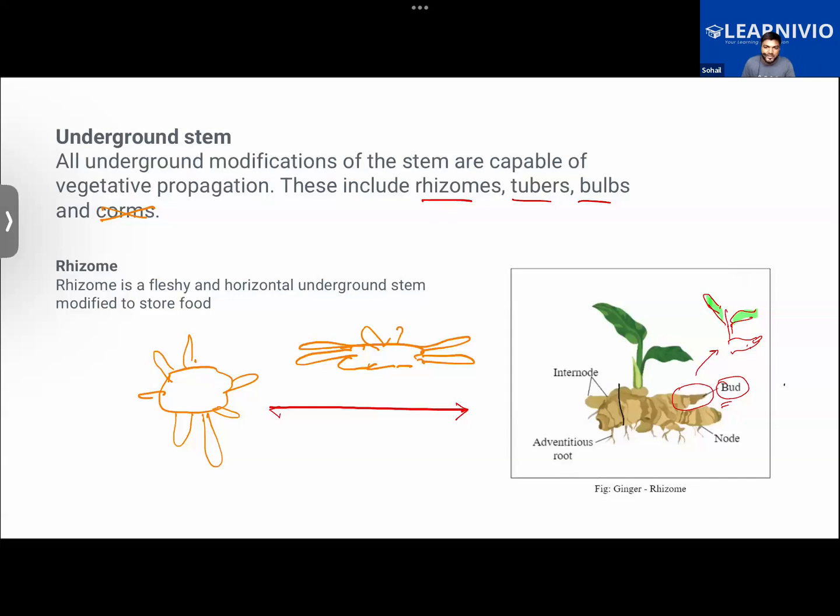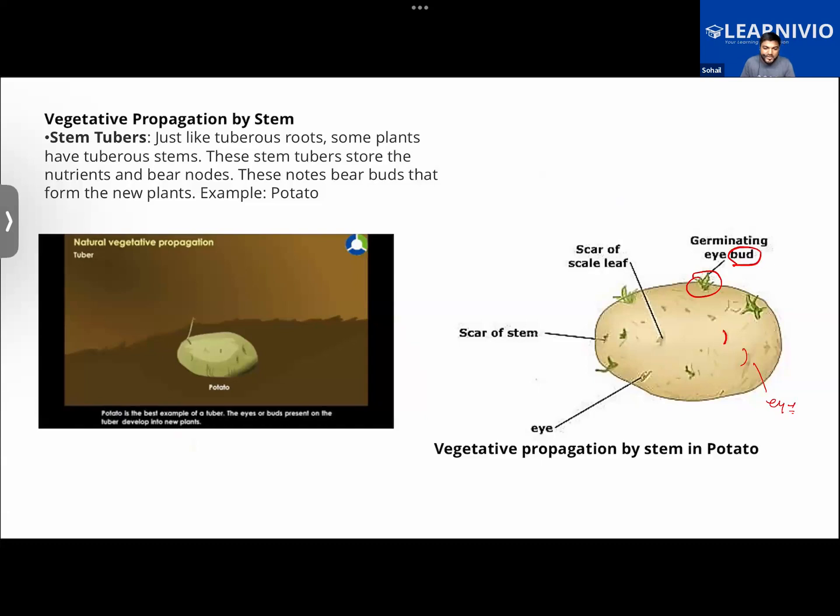But here what does it do? It stores the food. That's why we are saying it is a modified stem. Got this now? That is the thing here. Then we had the case of the potato also. That is another modified stem.